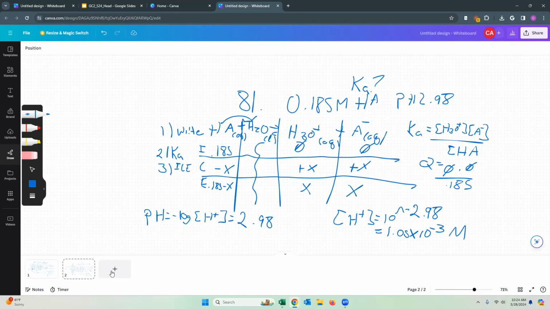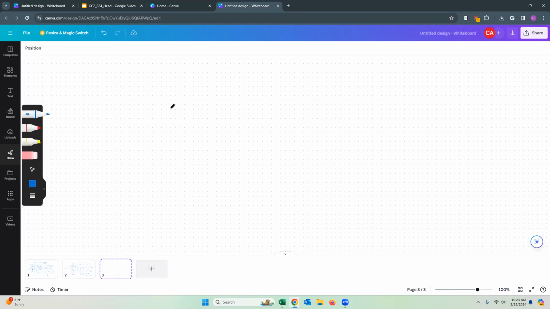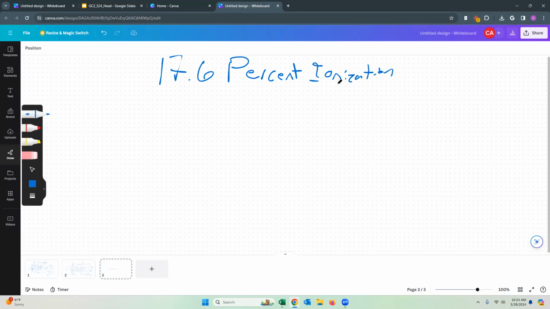I know I'm going quite a bit faster compared to class, but again, you have the power to slow down and rewind. So let's go to section 17.6, which is percent ionization. What percent ionization is simply what percent does your acid ionize?